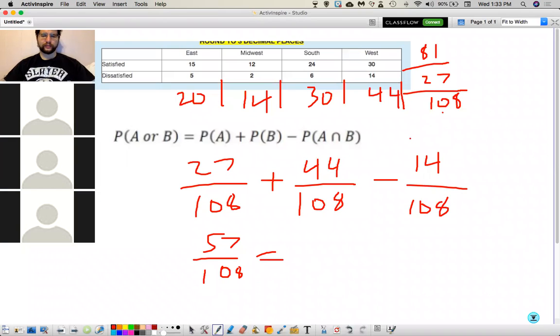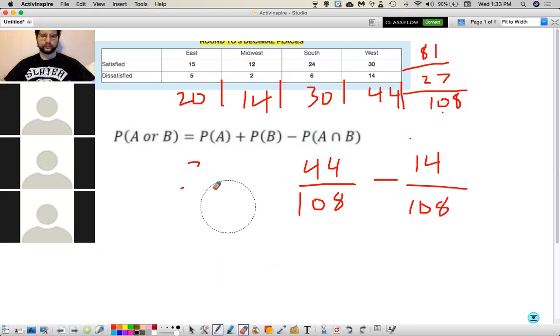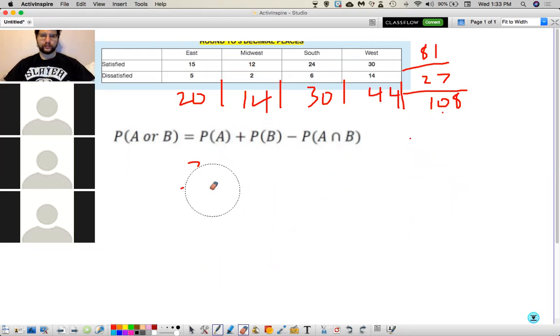So let me clear this out. No, I almost made a mistake there. Let me just erase this. Okay, probably that both are from the east.